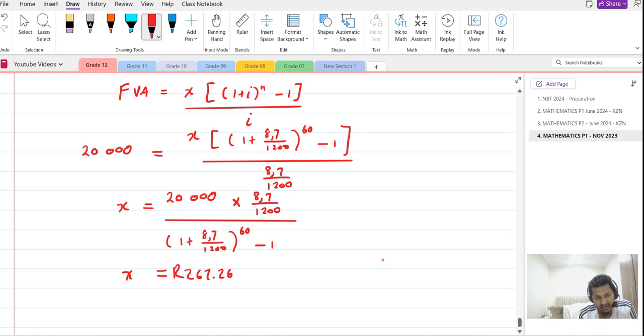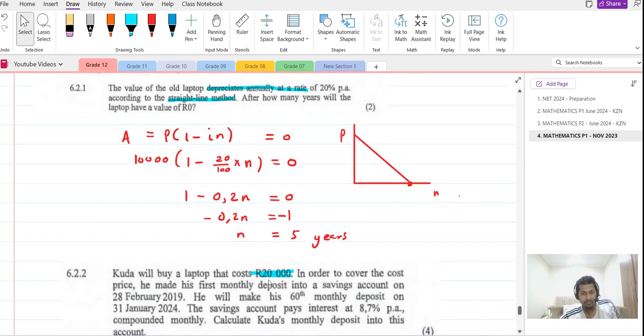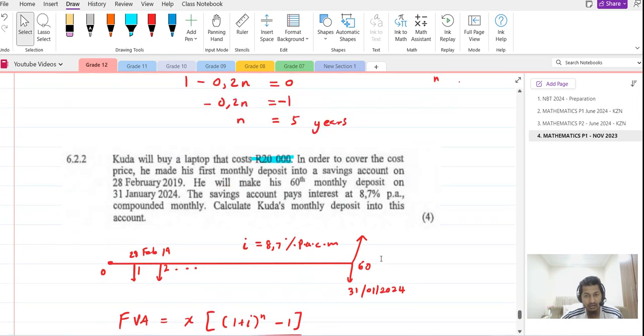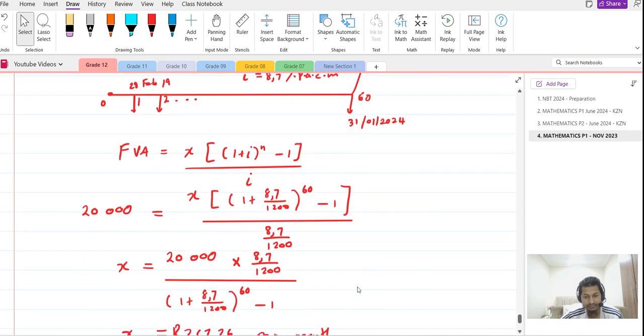rands per month. Right, that's the amount that he needs to invest per month to be able to buy this laptop at this interest rate. I hope you guys understand. Next question.